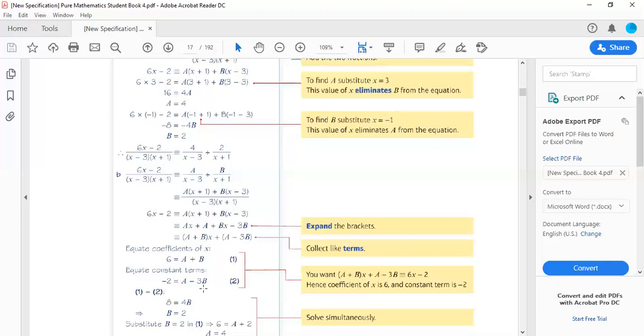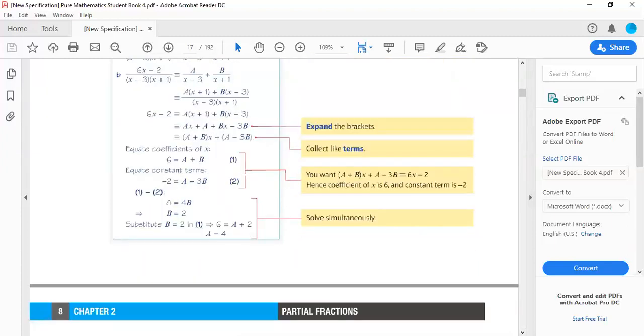We know how to solve simultaneous equations. There are several methods, but here the elimination method is used. At first, equation number 1 minus equation number 2: 6 minus 2 gives 8, and on the right side a minus a cancels out, and b minus minus 3b gives b plus 3b, that is 4b. So 8 equals 4b, b equals 2.